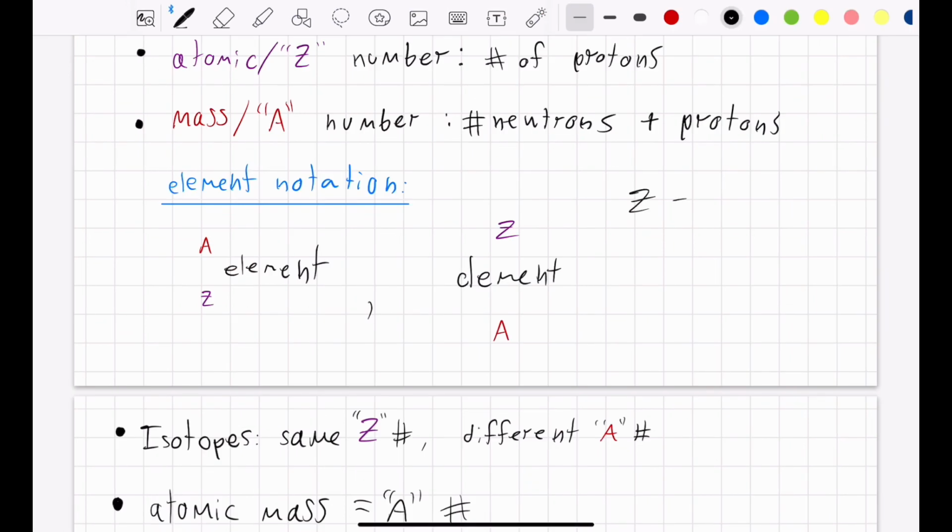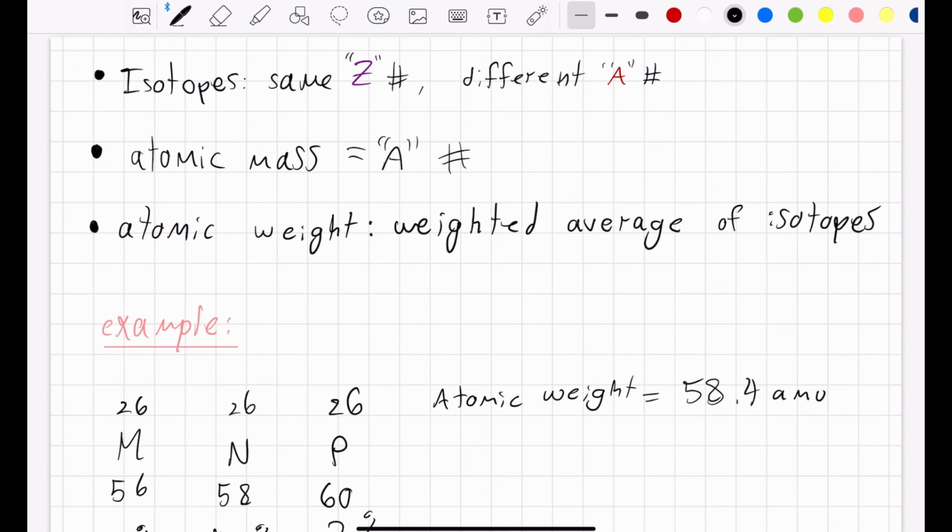So if I tell you there's an atom with a Z number of 9 and an A number of 19, could you tell me how many neutrons are in this atom? So we know that the Z number tells us how many protons we have. So we have 9. And we know the A number is the sum of the neutrons and protons. So 19 minus 9 would leave us with just neutrons, so that's 10. Now, if there's elements that have the same number of protons, but a different amount of neutrons, we call those isotopes. So in other words, they have the same Z number, but different A numbers.